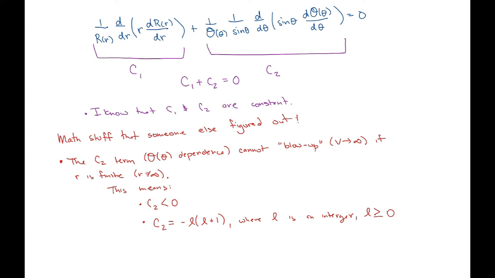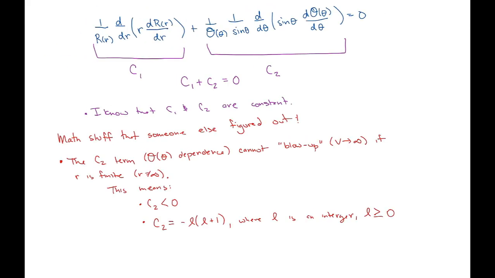That's what we're doing. If C2 is equal to all this stuff, then that means C1 has to be the positive version of that in order for those two to cancel out, because I know that C1 plus C2 still has to equal 0. So what does this tell me?